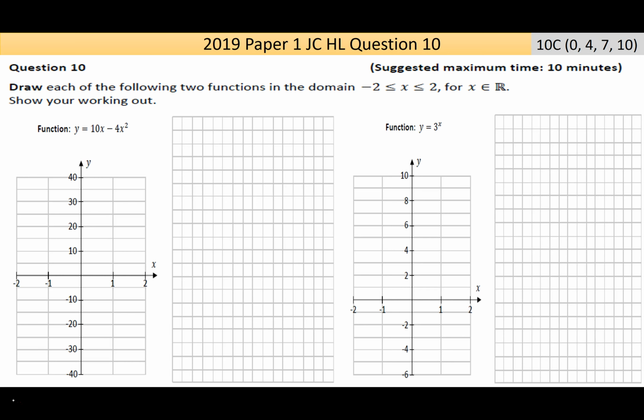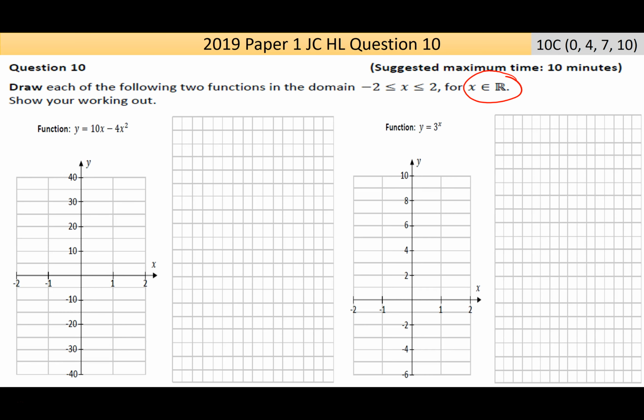So question 10 here is fairly okay. There's no parts to it, it's just this. And you're asked to draw each of the following two functions in the domain, so basically using the x values, x is greater than or equal to minus 2 and less than or equal to 2, for x an element of R. So all that really means here is for every value of x between minus 2 and plus 2.